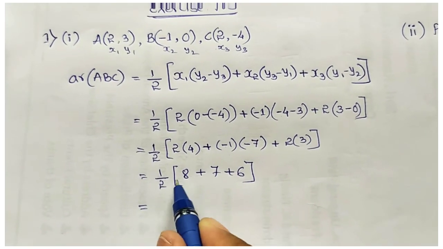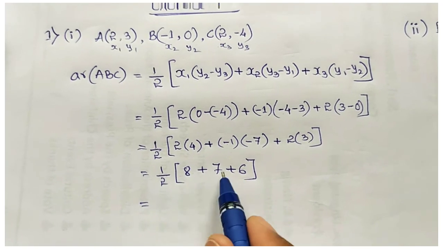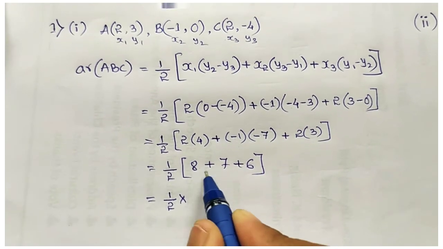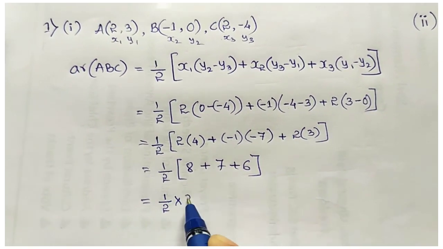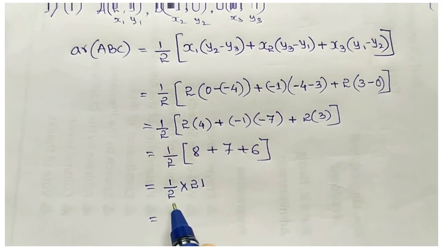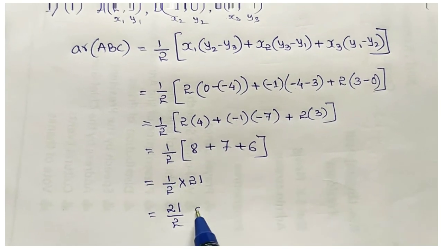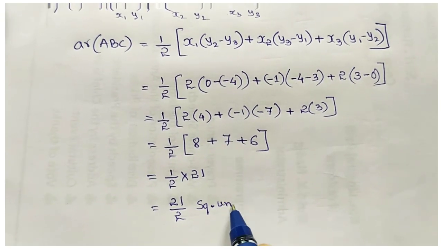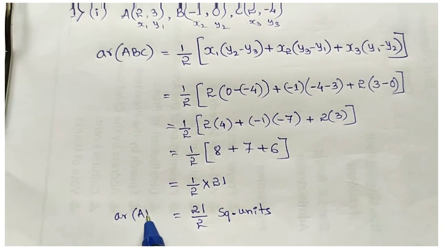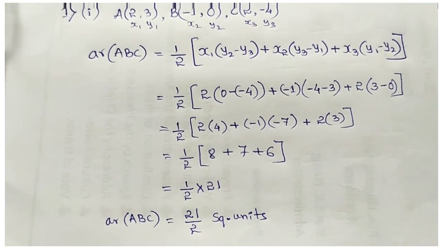See here, you can't divide 2 and 8, because it is in bracket. First you open this bracket. 1 by 2 into (8 plus 7 is 15, 15 plus 6), it will be 21. So 21 is not divisible by 2, so directly multiply with 1, it will be 21 by 2 square units. So the area of triangle ABC we got is 21 by 2 square units.